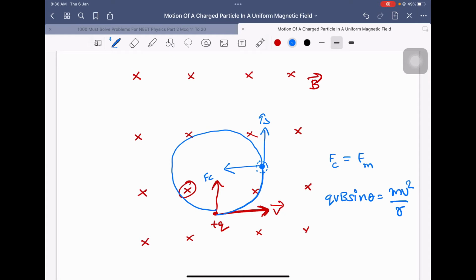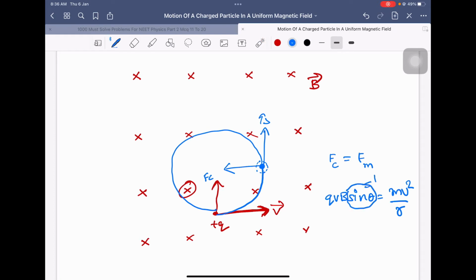So what is theta here? We can understand what is theta. Angle between velocity and magnetic field. So magnetic field is going into, velocity is in this direction. So angle between velocity and magnetic field is 90 degrees. So sin 90 will be equal to 1.